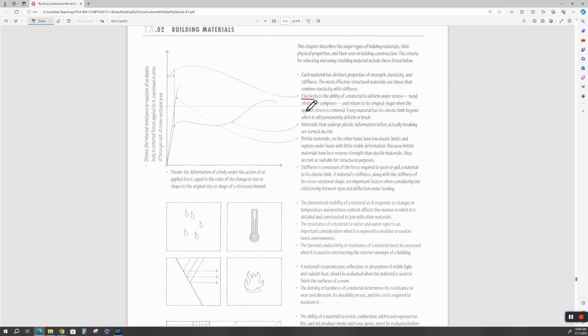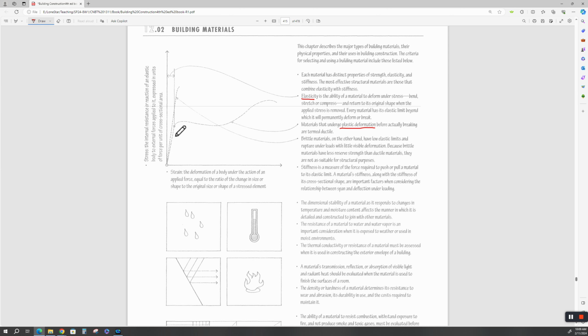All right, so that's elasticity. Think about a rubber band. It's elastic, right? You stretch it, and you let it go, and it goes back to its original shape. Unless, of course, you overstretch it and it goes beyond its elastic limit. And then it goes into what's called plastic deformation. Materials that undergo plastic deformation before actually breaking are termed ductile. In engineering terms, plastic means it's exceeded its elastic limit.